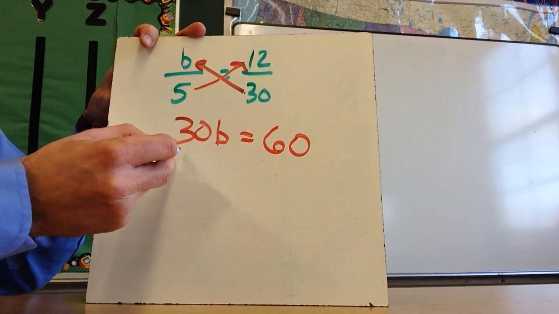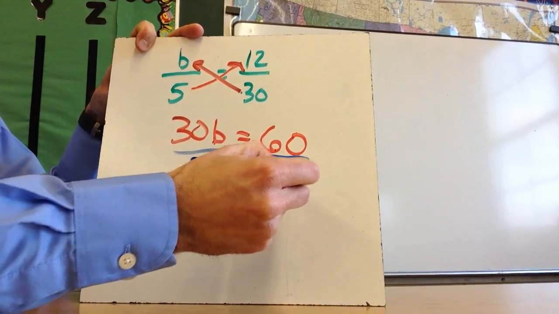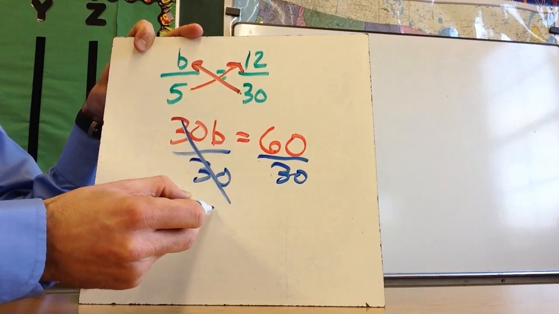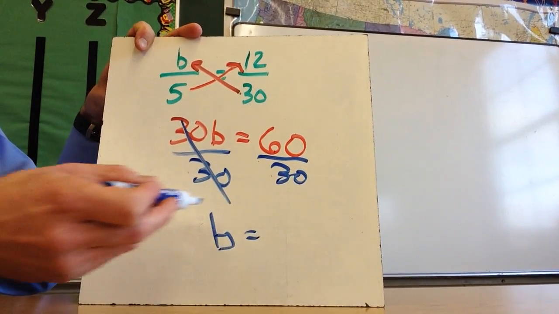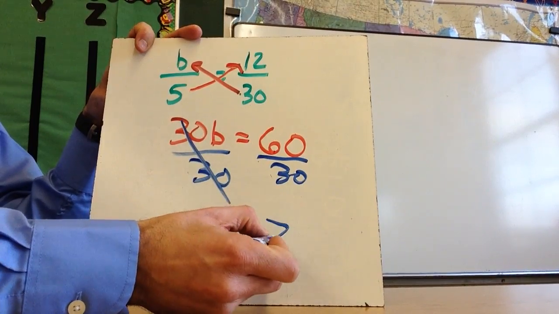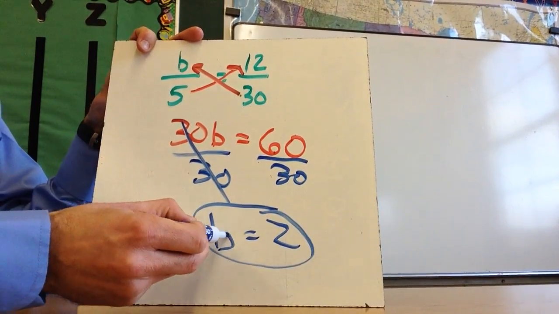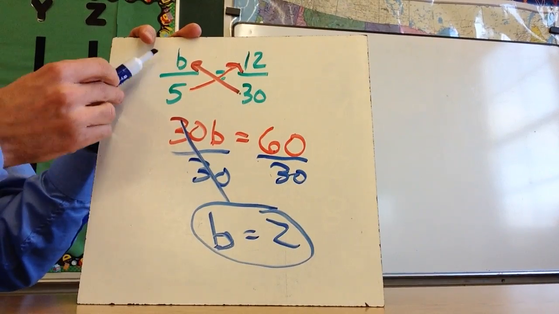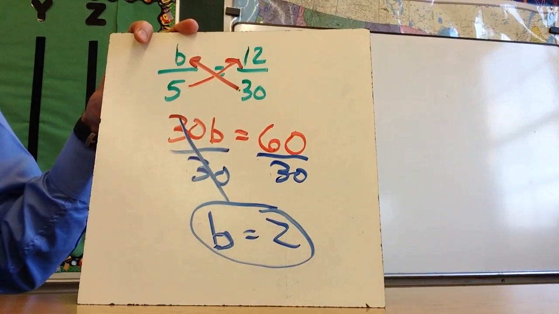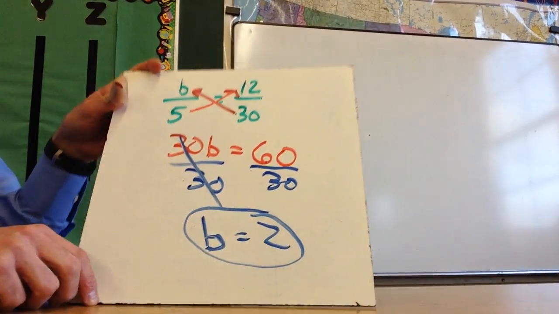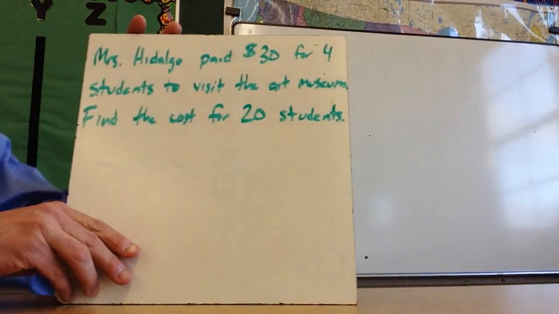Now I have to take the number that's in front of the b, and that is 30. So I'm going to divide 30 to both sides. These 30s will cancel out. I'm left with b on this side equals 60 divided by 30, which is 2. And so b equals 2. So 2/5 is equivalent to 12 over 30.